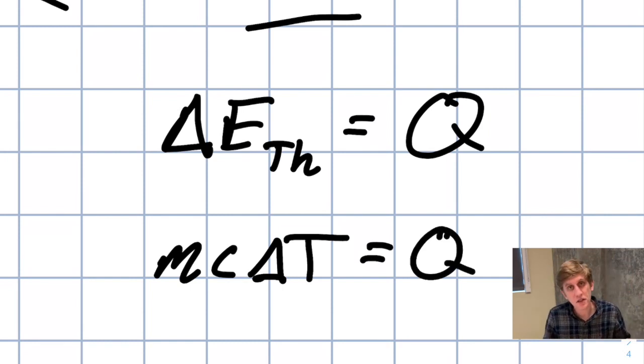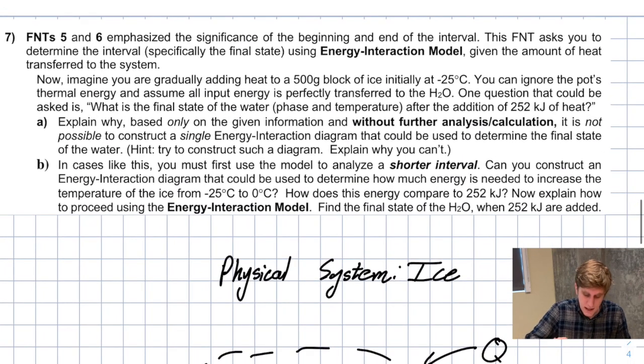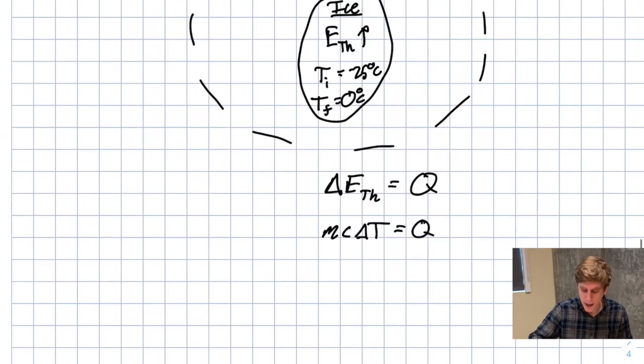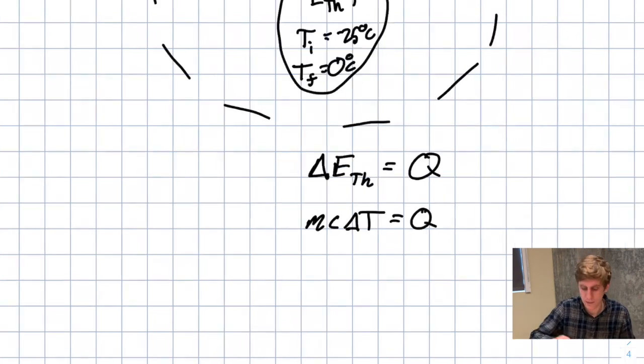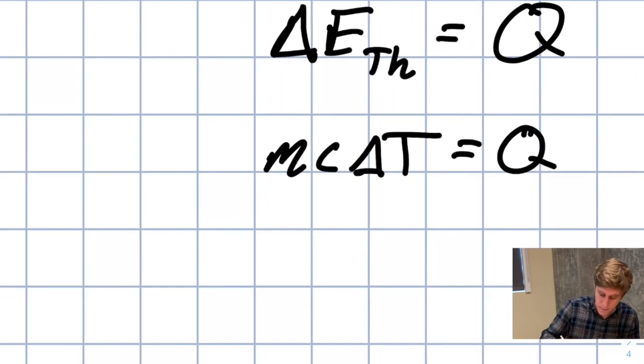Now we have to go back to the problem statement to find these numbers. The mass is 500 grams. Now note, when you're doing these problems, we cannot use grams as our units. We have to use kilograms. 500 grams is 1/2 of a kilogram.